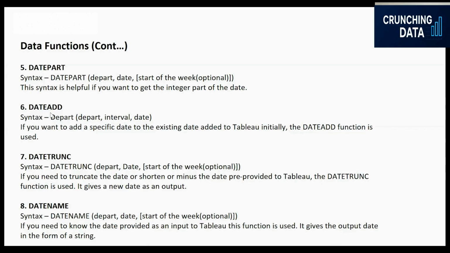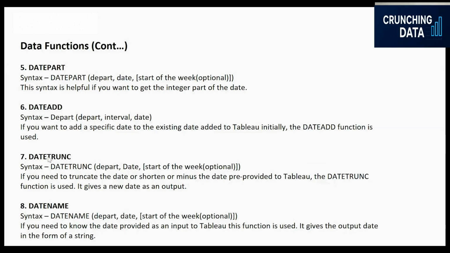Then we have the date add function. This date add function is used when you want to add an interval to any particular date. Let's say you are working as a project manager and all the work has been delayed by 5 days. If you want to add a 5 day interval to every date, you would be using this date add function, and this would add the 5 days to every task.